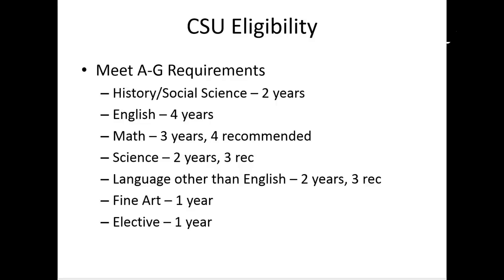2 years of a language other than English, and it must be the same language. 1 year of a fine art, and 1 year of a college preparatory elective. The college prep elective requirement could be an additional year of any of the above A through G required courses. So for instance, having that 4th year of math or a 3rd or 4th year of science would satisfy that 1 year requirement for a G elective.